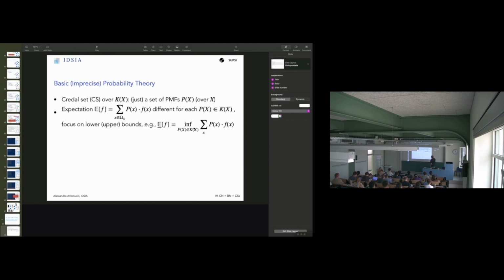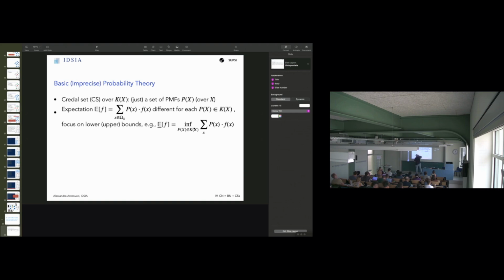As usual, just before starting, I need one slide to define a bit of notation, and also, from my perspective, to define some important concept. Okay, what is a credal set? If we want to be very general, it's just a set of probability mass functions. A precise model is a single probability mass function. An imprecise model is a set of probability mass functions, of course, all over the same variables. I'm generally using this K.